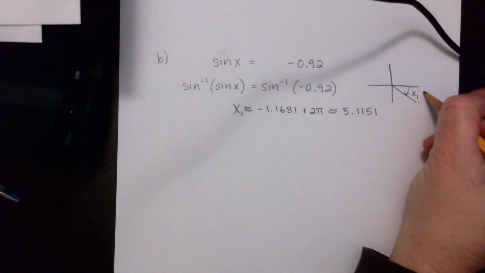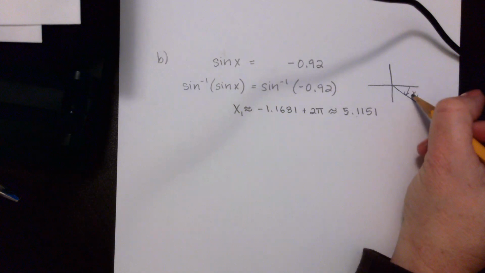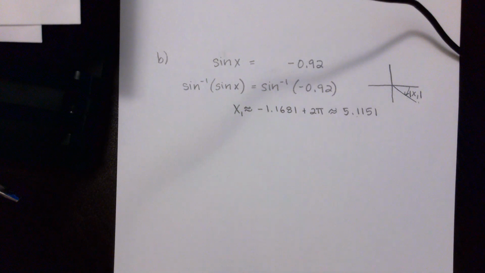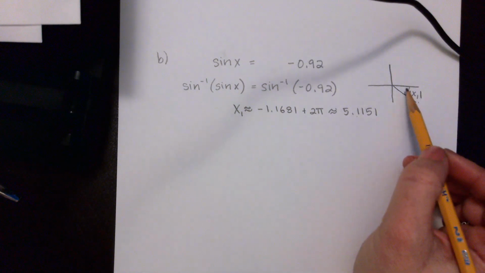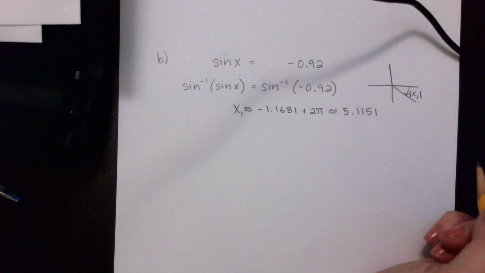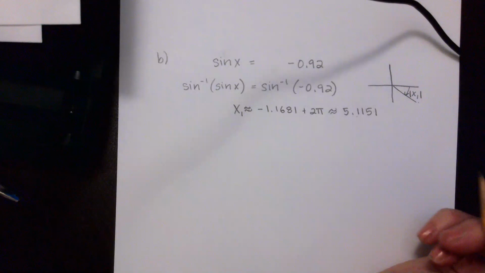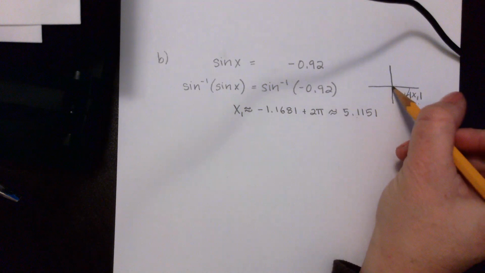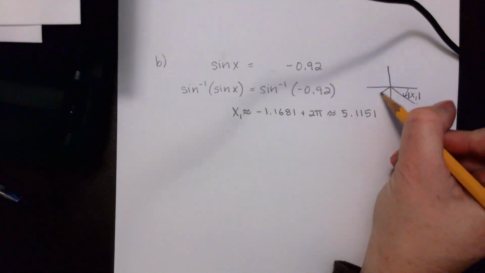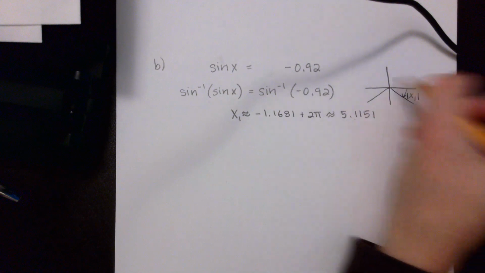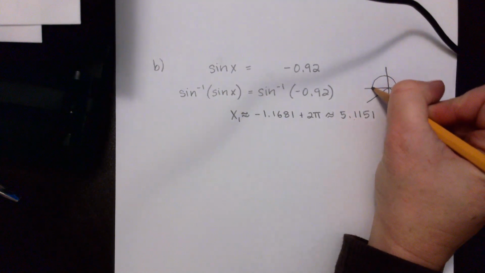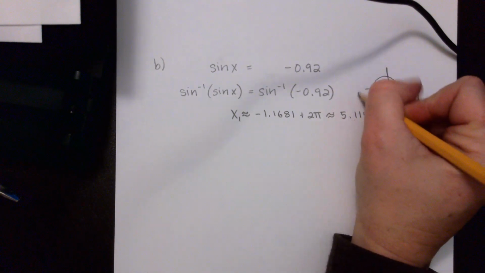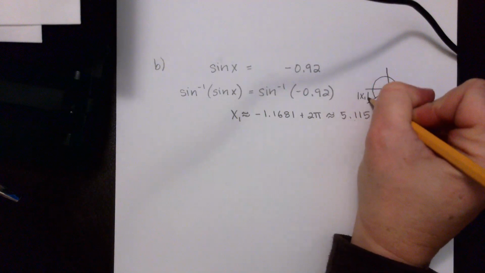So I know that this value is negative. So the distance of this is going to be the absolute value of x1. So thinking about where the other angle would be, where my sine would be negative, that would be in quadrant 3. So thinking about this angle, I know I'm going to go pi and then this other distance. This distance is also going to be the absolute value of x1.